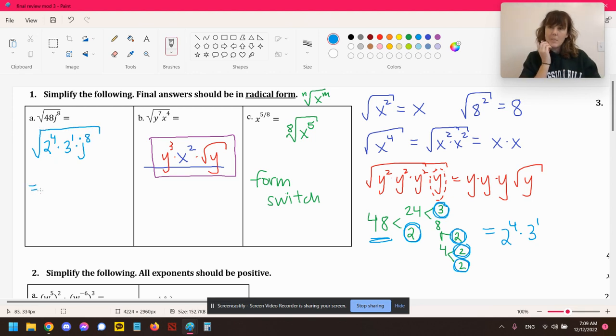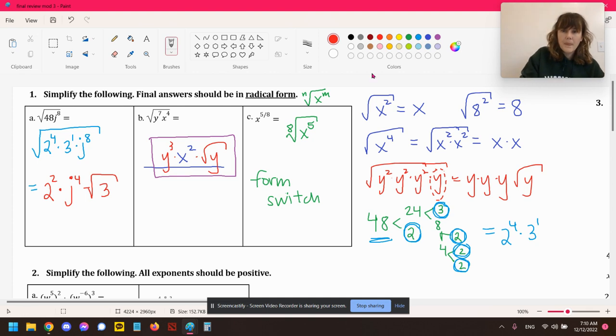And because we've broken it up into these tiny pieces, now we can do the thing we did for part B, which is collect pairs and bring them out of the square root. So if there's 4 2's, that's 2 pairs of 2. If there's 8 j's, that's 4 pairs of j. And there's no pairs of 3, so we leave it in the back. We're done.